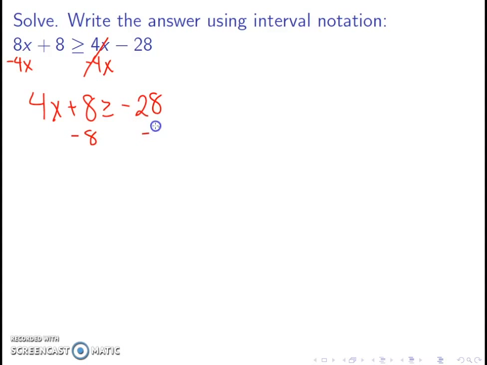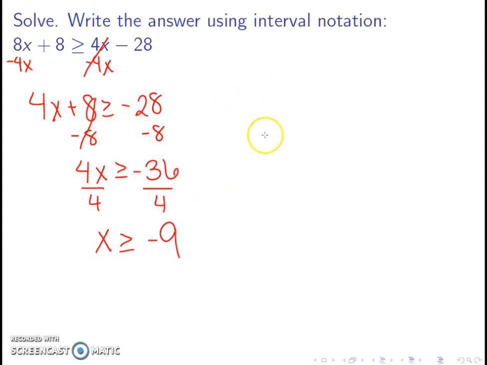I can then subtract 8 from both sides to get 4x is greater than or equal to negative 36. Divide by 4. And since I'm dividing by a positive number, my inequality doesn't change. Negative 36 divided by 4 is negative 9.